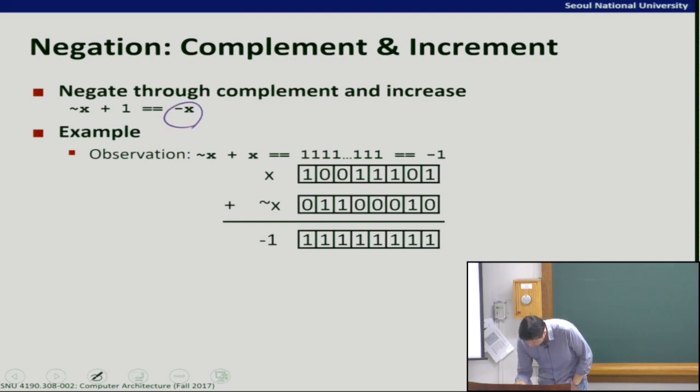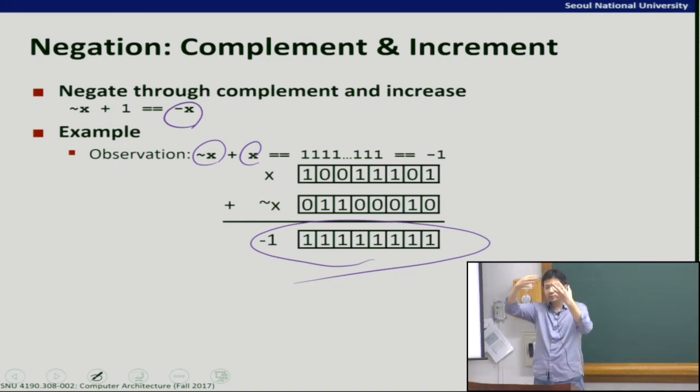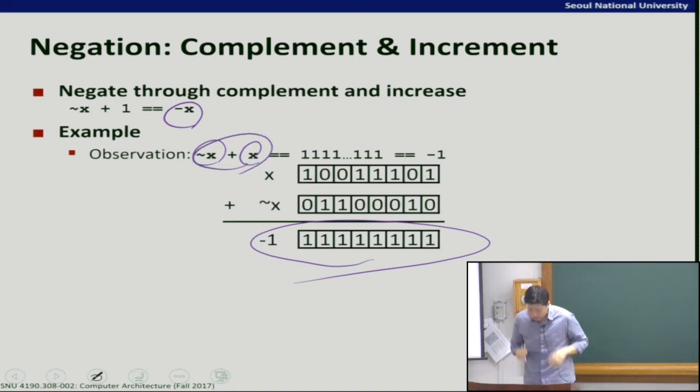So here, if you take any number and its complement, and you add them together, then you always end up getting minus 1. If you add an original bit and its bitwise-not bit, it's always 1. So if you add these two numbers, regardless of the value of x, it will always be minus 1, right?